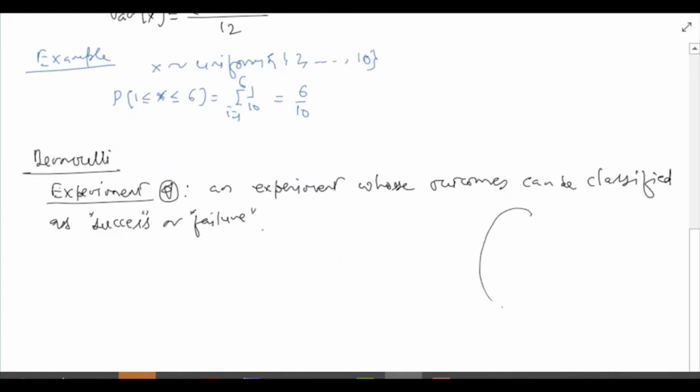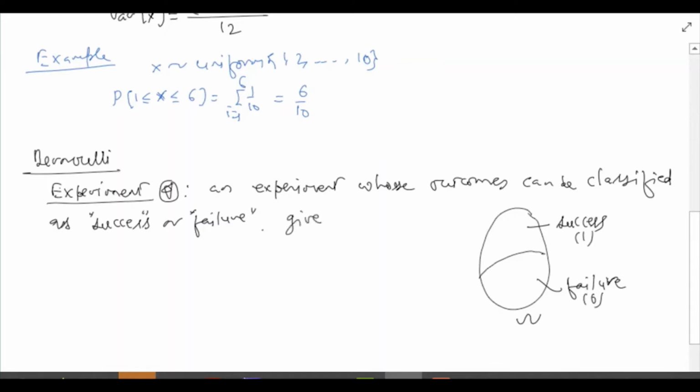For instance, what we mean is that if this is the set of all outcomes omega, then we can divide the set of outcomes in two parts. These outcomes correspond to success and these outcomes correspond to failure. For instance, we can think of tossing a die where outcomes are 1 to 6, but we may consider odd numbers as success and even numbers as failure. So we can partition the set of outcomes in these two parts. Let's call the success 1 and failure 0.